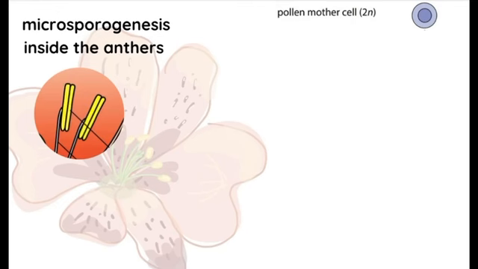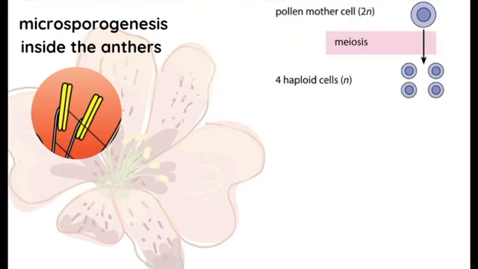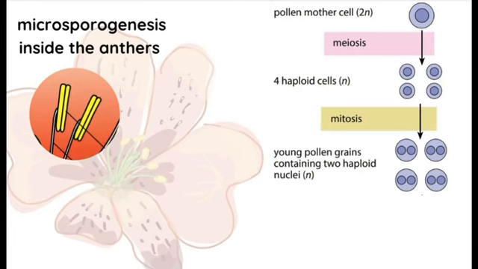So let's talk about the synthesis of the male gametes, which occurs inside the anthers and is called microsporogenesis. Inside the anthers, diploid pollen mother cells divide by meiosis to form 4 haploid cells. The nuclei of each of these haploid cells then divide by mitosis, but the cell itself doesn't divide. It means that cytokinesis doesn't take place, resulting in cells that each contain 2 haploid nuclei.